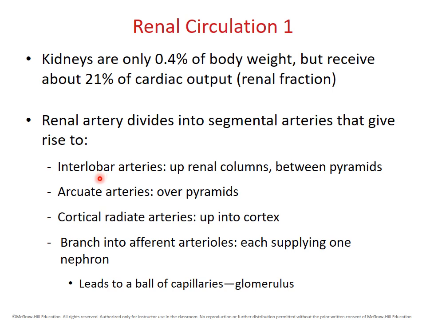Interlobar arteries will carry blood out towards the cortex of the kidney. Once the interlobar artery arrives at the boundary between the cortex and the medulla, it will curve around, essentially do a 90-degree gradual curve, and become an arcuate artery.